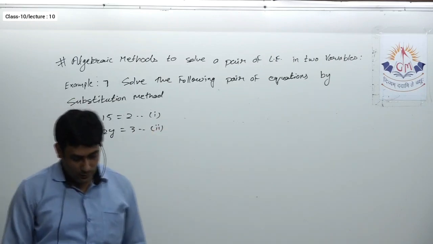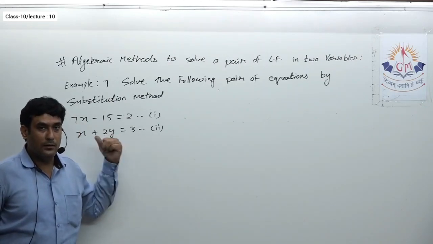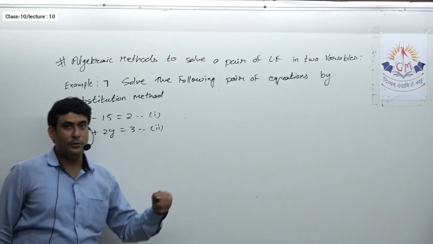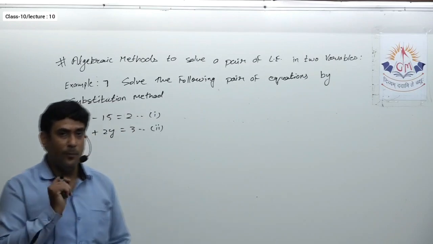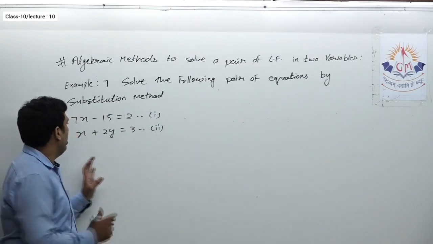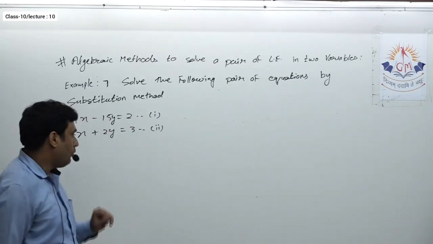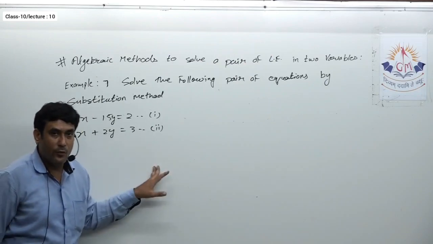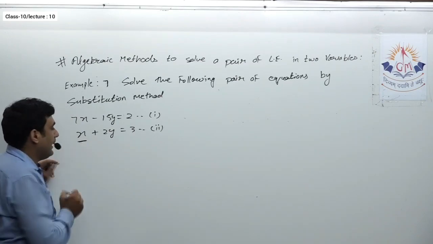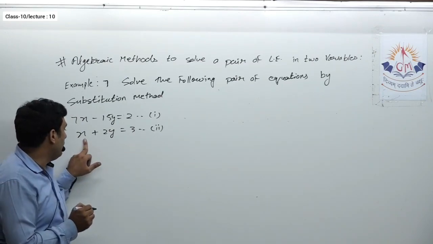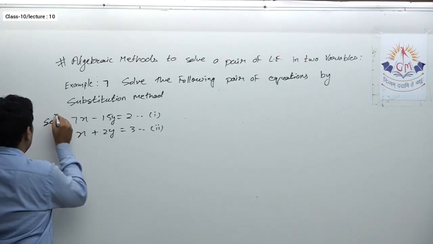Okay, so now as I told you, to get the solution of the given pair of equations by the substitution method, what we have to do? We have to find the value of any one variable from any one equation. So we always try to get that variable whose coefficient is 1. That will save your time. For example, here if you look, you will observe that the coefficient of this x is 1. So it is easy to get the value of x from the second equation.